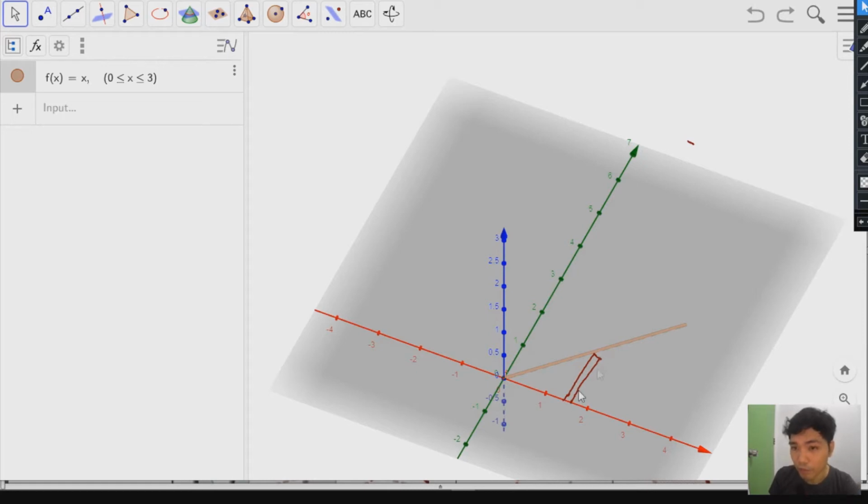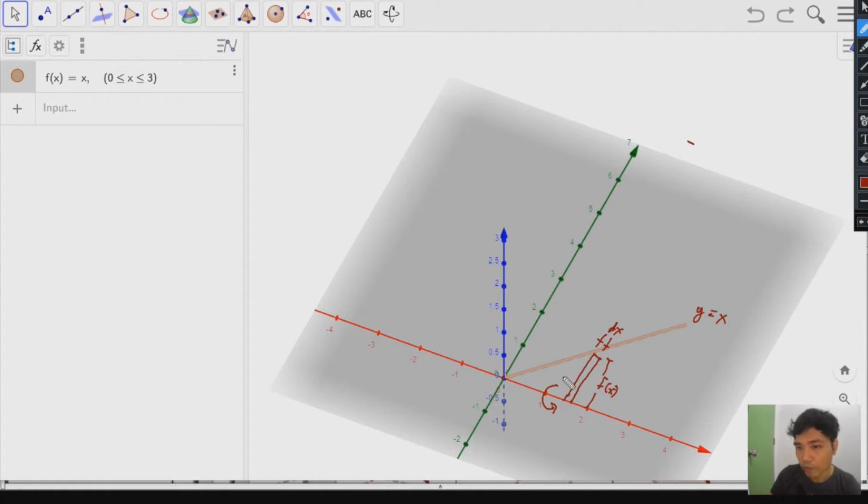Kasi kung mapansin nyo, patayo siya, diba? And this is actually your dx kasi this is the change in x. Okay, so that's your dx, and then this is your f of x, which is just the distance from the x-axis going to your function f of x, and this is your y is equal to x. Okay, so yan yung vertical element niya. So ang i-rotate ko siya along the x-axis. So ganun yung mangyayari, i-rotate ko siya, no?